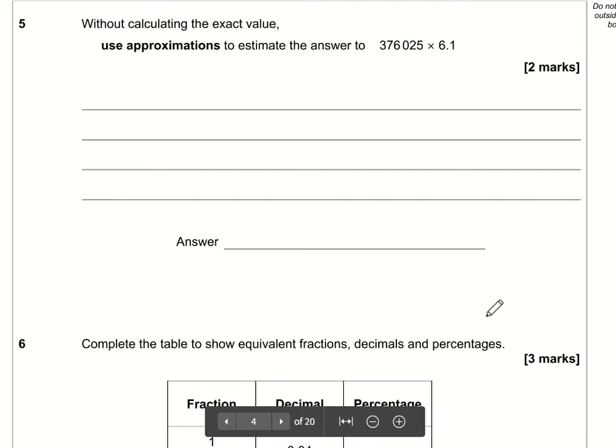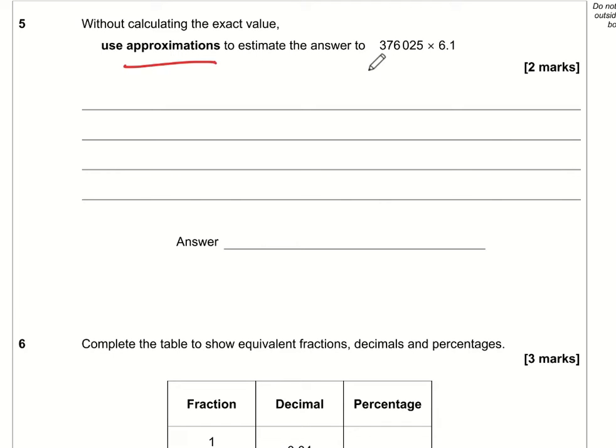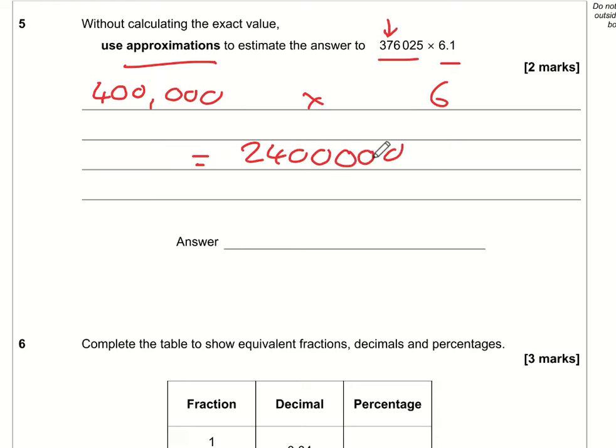Okay, without calculating the exact value, use approximations to estimate the answer to these numbers here. So instead of multiplying by 6.1, I would multiply by 6. And this number here, well, what we want to do is to round it to one significant figure. So to do that, we need to look at the value of the second figure, which is a 7. This is greater than 5, so the column to the left will move up by 1, and the other 1, 2, 3, 4, 5 columns will just become zeros. So it's 400,000 times 6, and that is 2,400,000.